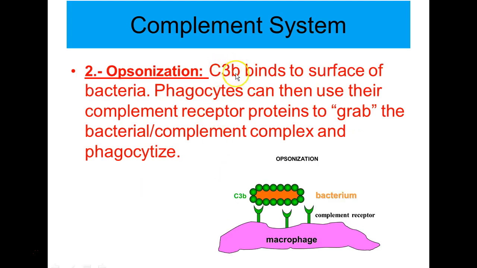Opsonization. C3b coats bacterial cells. Phagocytic cells, such as macrophages, have complement receptors on their surface, which will bind to C3b and start the process of phagocytosis. So C3b helps phagocytic cells engulf bacteria.